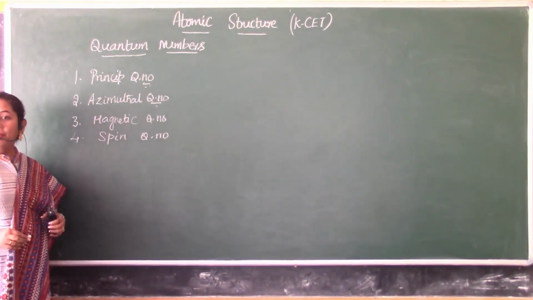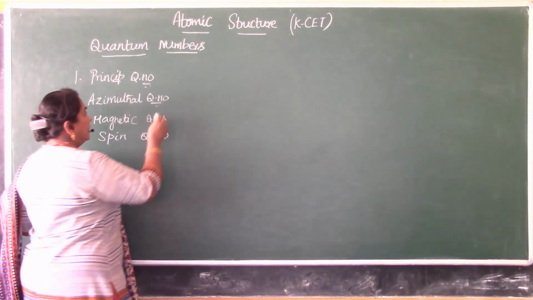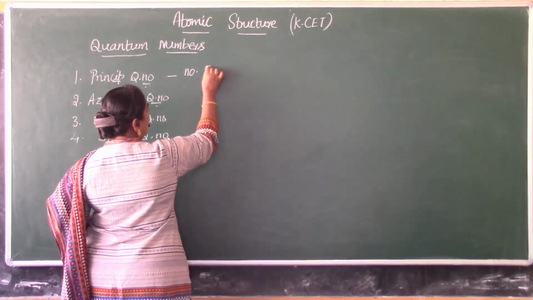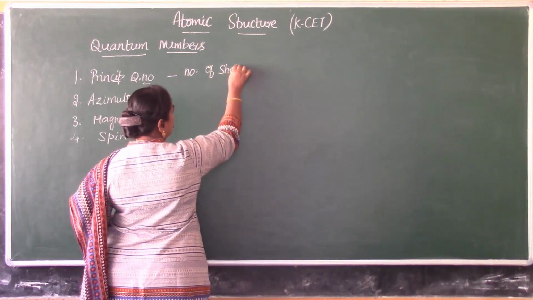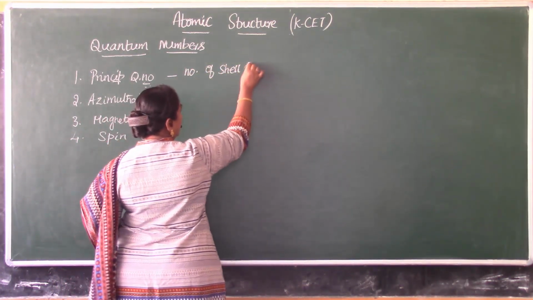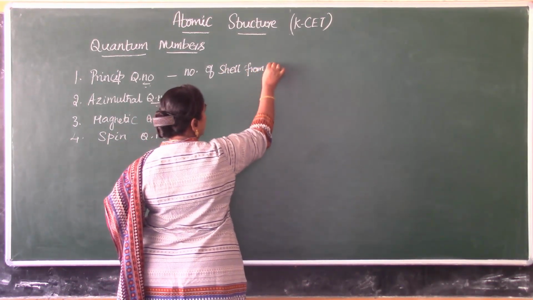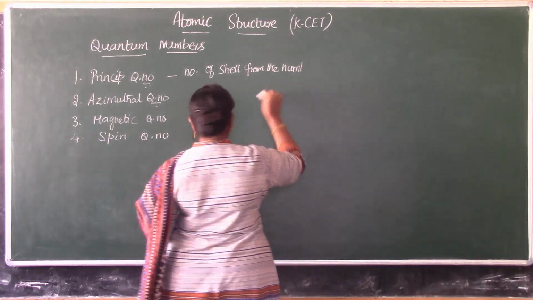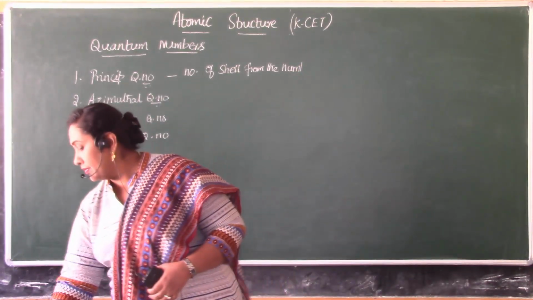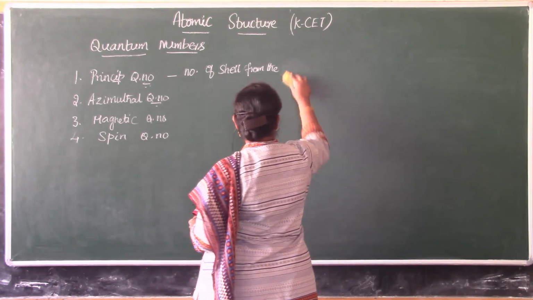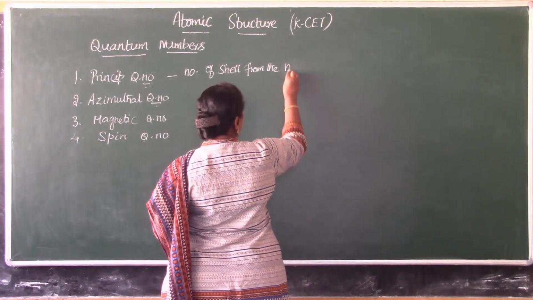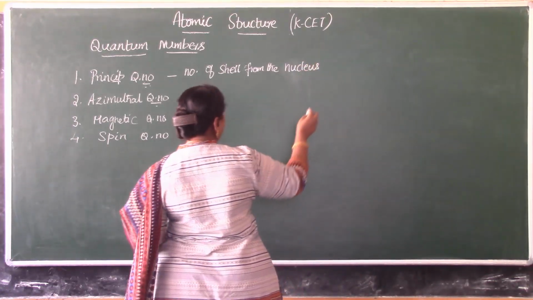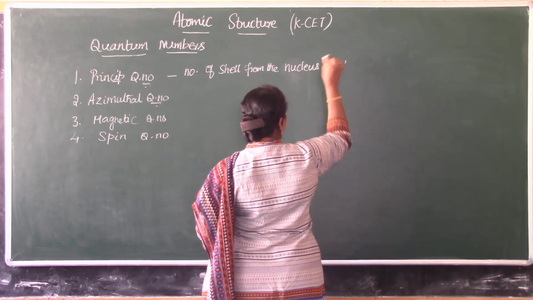Now, what does this principal quantum number indicate? It indicates the number of the shell from the nucleus. And it is denoted by the small alphabet n.